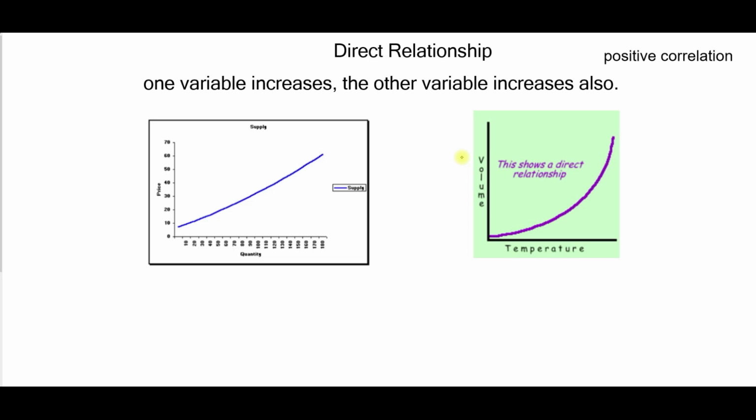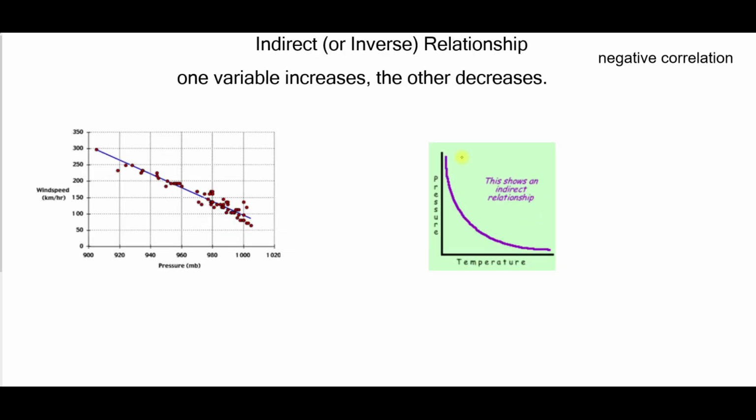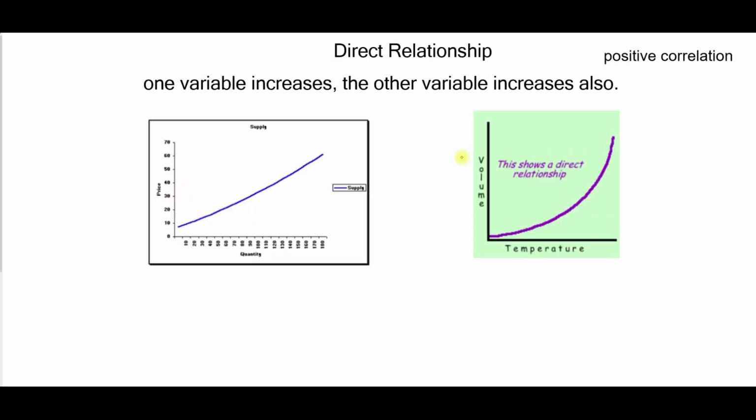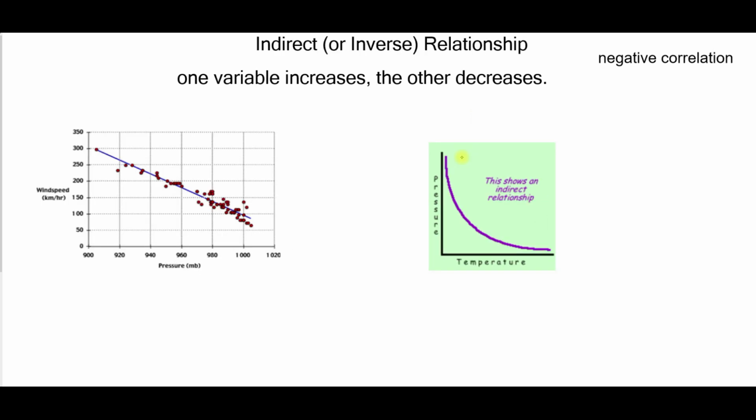Sometimes you'll have a direct relationship. Sometimes that's called positive correlation. We increase one variable, the other variable increases as well. The negative correlation, the indirect, sometimes it's called an inverse relationship. When one variable increases, the other decreases. With the direct relationship, we have a positive slope. With the indirect relationship, we have a negative slope.